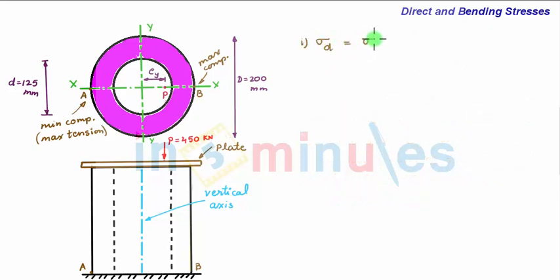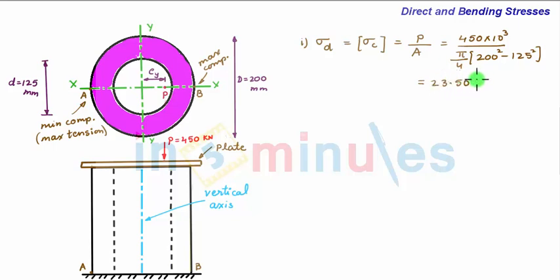First, the direct stress, which is a compressive stress sigma C, is given by P by A, where P is the load and A is the cross-sectional area. So this is equal to P, 450 into 10 to the power 3, upon area, which is pi by 4 into capital D square minus small d square, so 200 square minus 125 square. Upon solving we get the value of sigma C as 23.50 Newton per mm square, and this is your compressive stress.